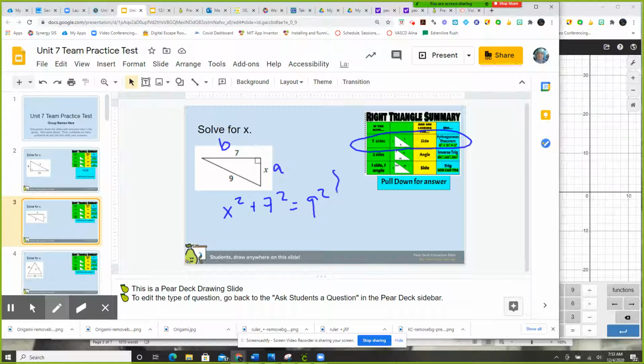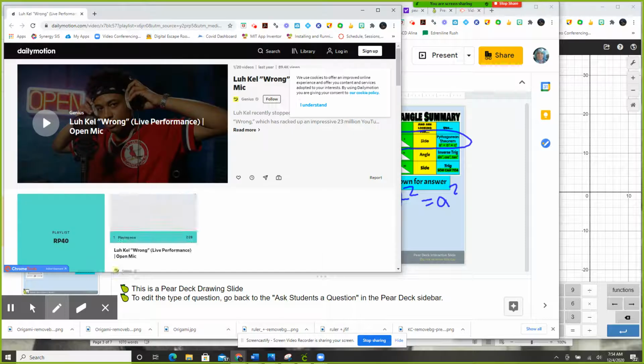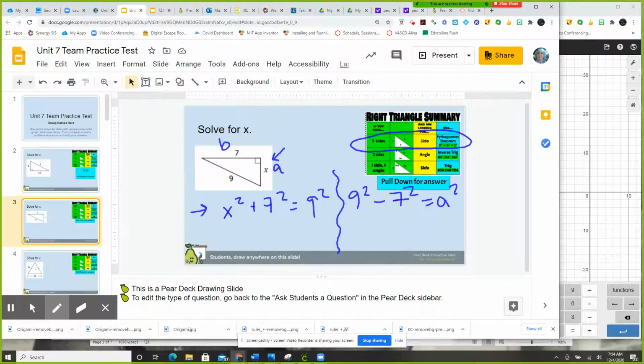Some people have already generalized that if you're looking for a leg, you're really subtracting. So you can do the hypotenuse squared minus the leg that you know equals the other leg. So either one of those formulas will work. It doesn't matter which one you do, because if you choose this one, the first thing you're going to do is subtract that 7 from both sides.